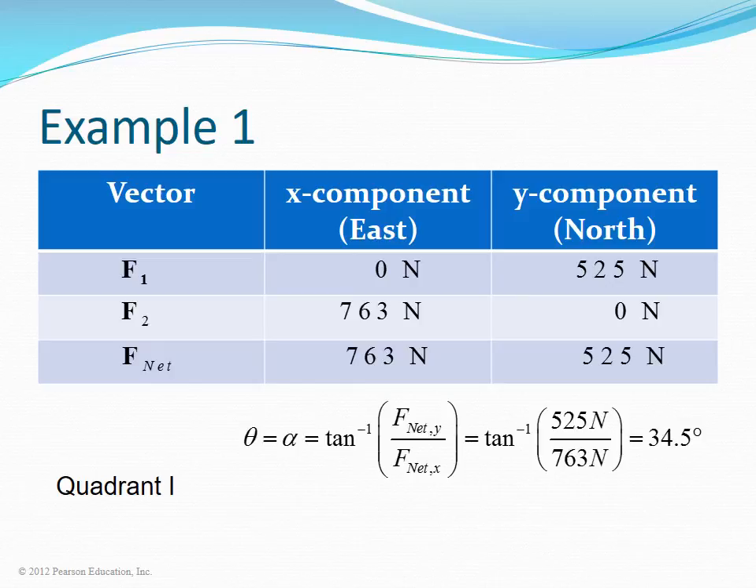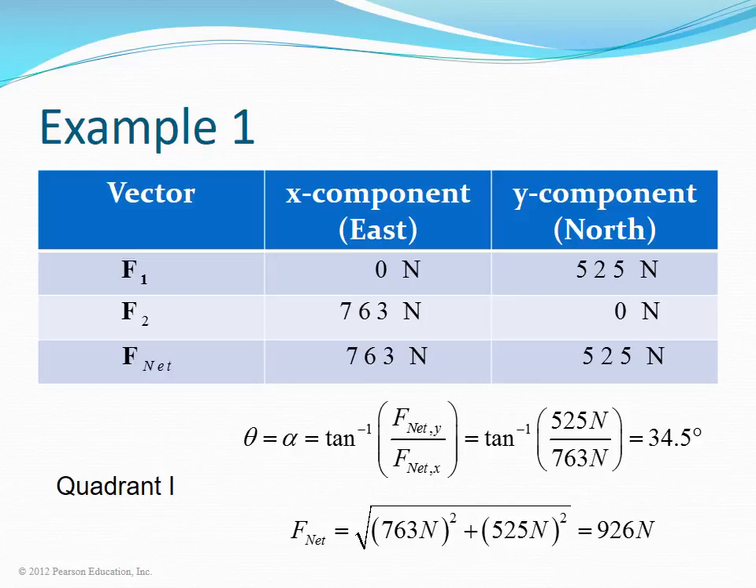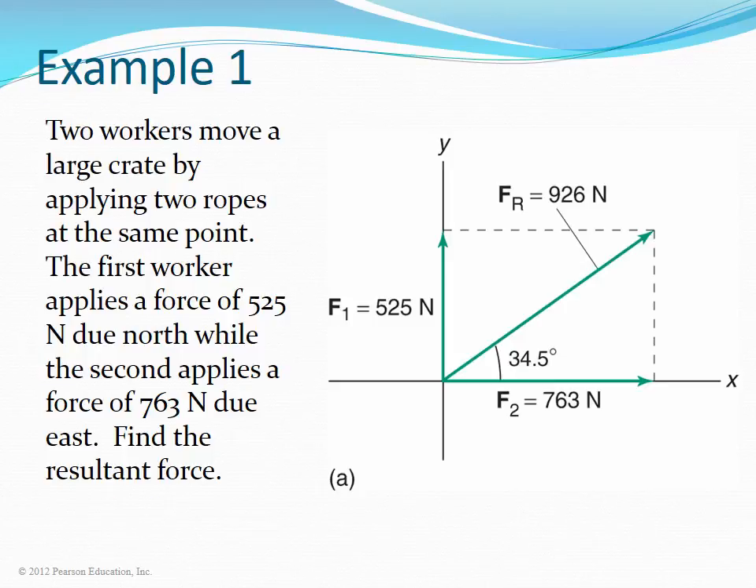The standard angle is equal to the helper angle and is equal to 34.5 degrees. The magnitude of the net force is the square root of the sum of the squares of the components and is equal to 926 newtons. The figure shows the resultant force.